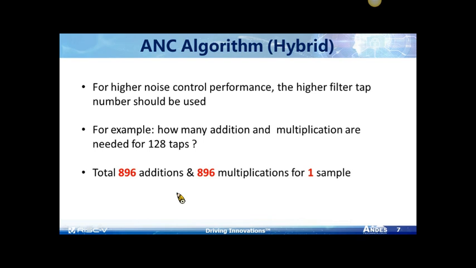Here is the example of the noise control hybrid solution. For higher noise control performance, a higher filter tap number should be used. For example, under a 128 taps filter, how many additions and multiplications should be used? I will just give you the conclusion. The number is 896 additions and 896 multiplications for one sample.